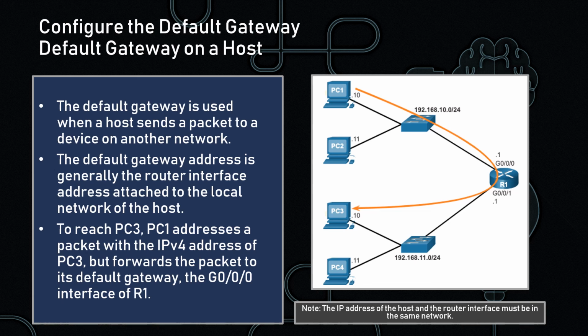So to reach PC3, as shown in the graphic, PC1 addresses a packet to PC3's IPv4 address, but it has to forward it through the router interface, G0/0 and G0/1. So that means that the MAC address that it's going to be delivered to is the G0/0 interface of R1, which will then pass it through to its external interface and pass it to PC3.